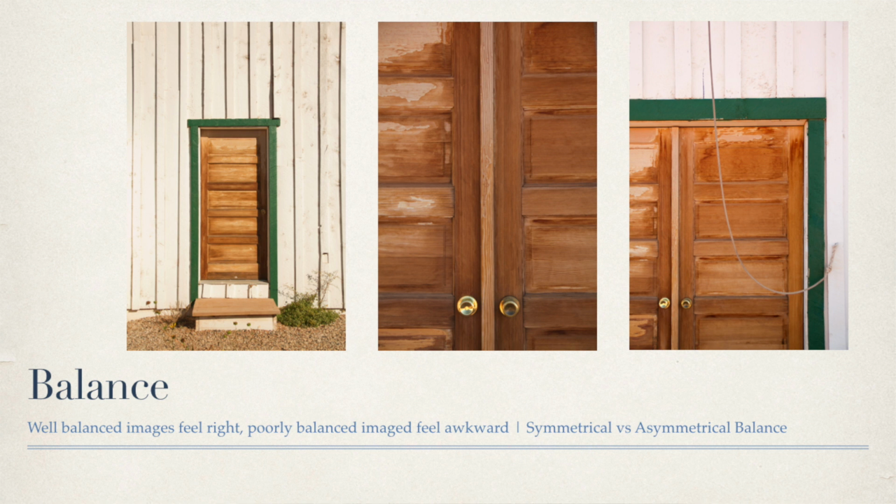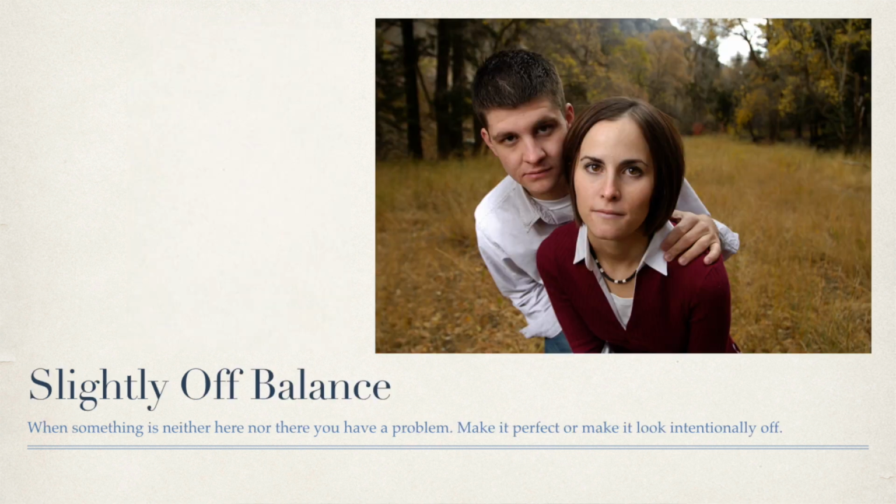One thing that you really need to avoid when it comes to balance, or really just about anything for that matter in photography, is making sure that you are either right on or you're purposely way off. If you're just a little bit off, then you create this sense of awkwardness in the viewer. So let me show you some examples.